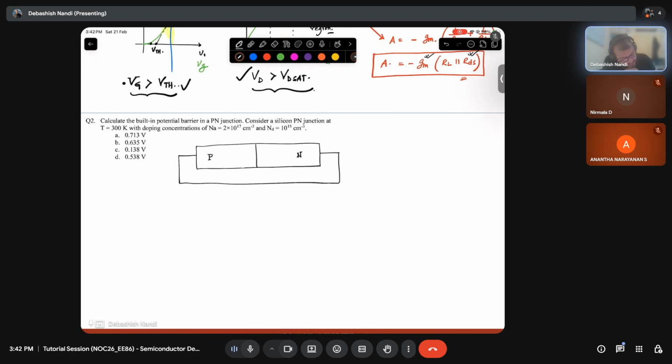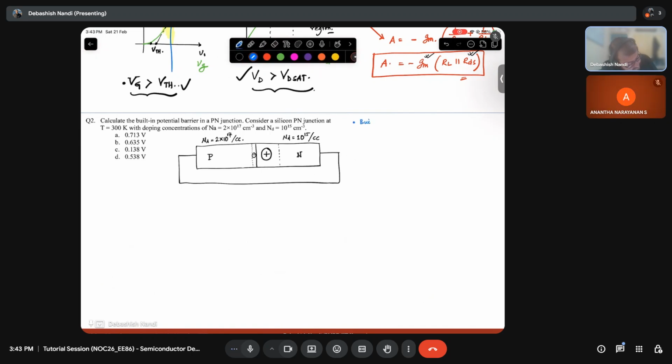What is my Na? P side doping is 2 times 10 raised to 17 per cc, and N side doping is 10 raised to 15 per cc. So my depletion region will be somewhat like this. Do you agree?